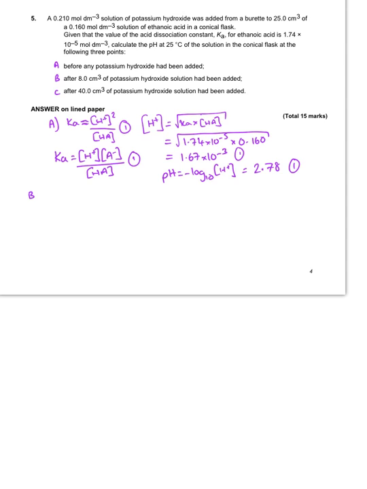Right, for part B, we've had some potassium hydroxide added, which means some of the acid has been neutralised. And when we add the potassium hydroxide, then we're going to get the formation of a salt. And if we get a formation of a salt, we know we're going to end up with a buffer question. So the first thing to do is to work out how many moles of acid we started with.